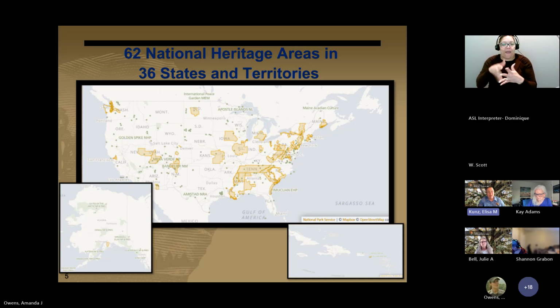In North Carolina, we also have three. We have the Gullah Geechee Cultural Heritage Corridor. We have the Southern Campaign of the Revolution National Heritage Corridor. And we have Blue Ridge National Heritage Area.